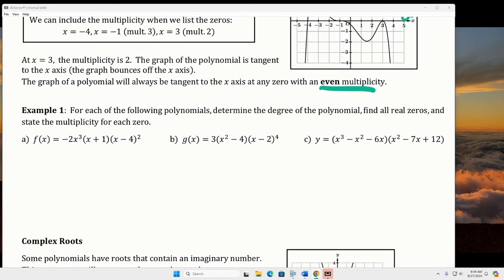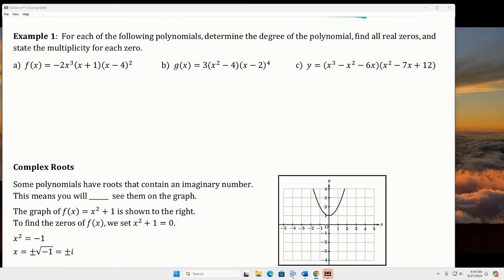All right, so let's do some examples. On example 1, we're going to do a couple of things. We're going to determine the degree of the polynomial, but I'm going to do that last. And we're going to find all the real zeros and state their multiplicity. For me, it's easier if I do the zeros first and then go back and do the degree. You can do it in whatever order you want to.